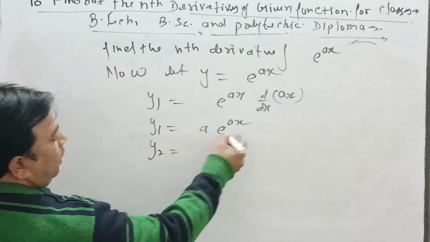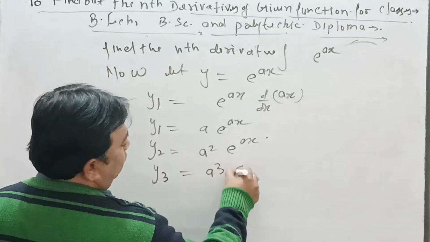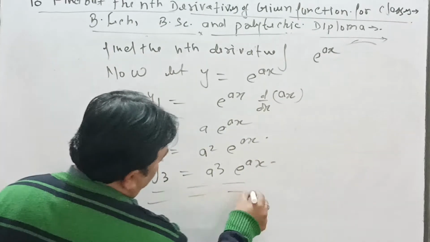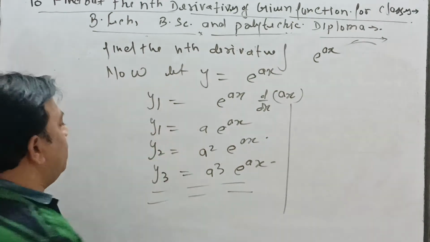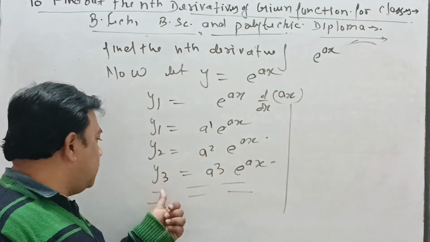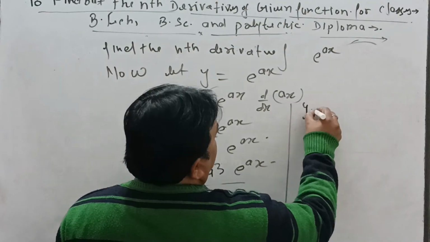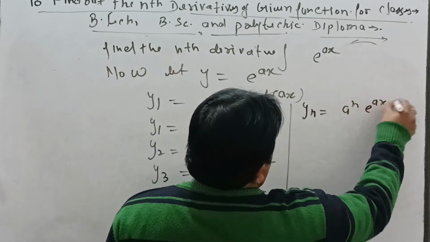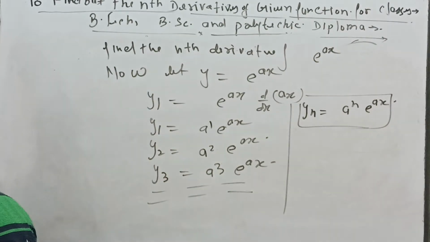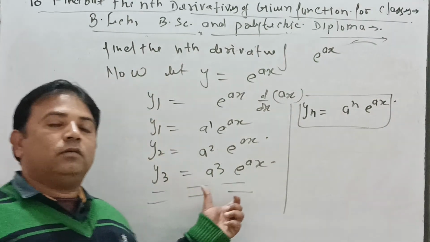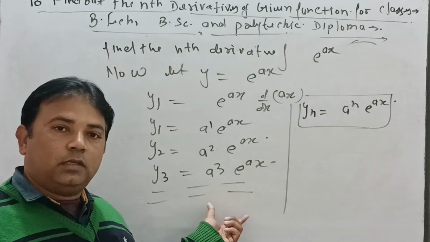So y2 is a squared e^(ax) and y3 is a cubed e^(ax), and so on. You can see that only the power of a changes: 1, then 2, then 3, and the same pattern keeps repeating. So y_n equals a^n e^(ax). This is the nth derivative of the given function. Do you all understand? If you have any doubt, write in the comment box and I will sort out your problem shortly. Please make a note.